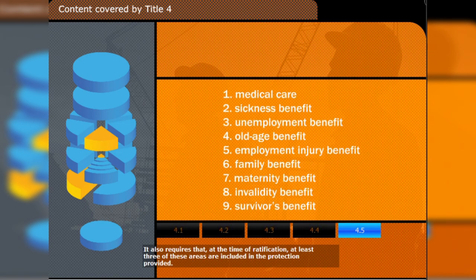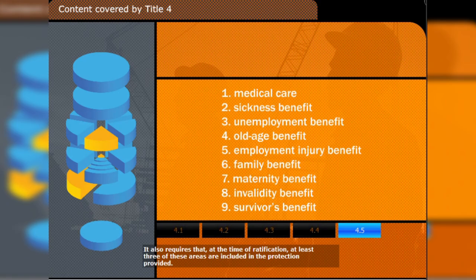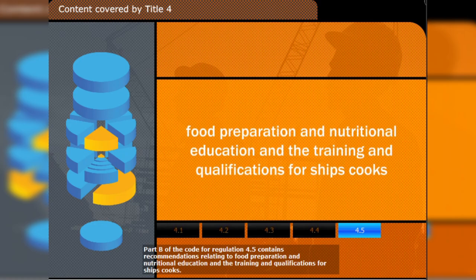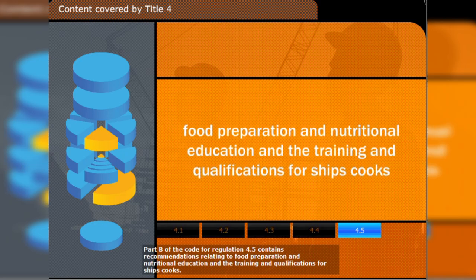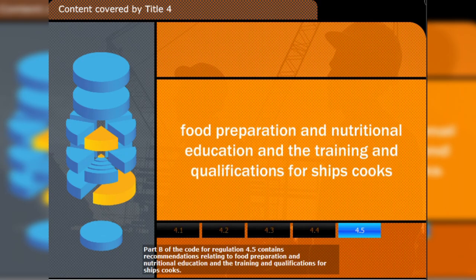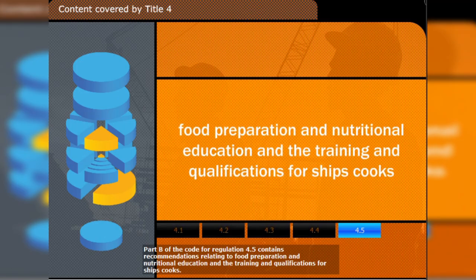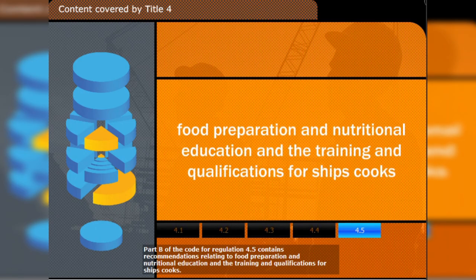It also requires that, at the time of ratification, at least 3 of these areas are included in the protection provided. Part B of the Code for Regulation 4.5 contains recommendations relating to food preparation and nutritional education and the training and qualifications for ship's cooks.